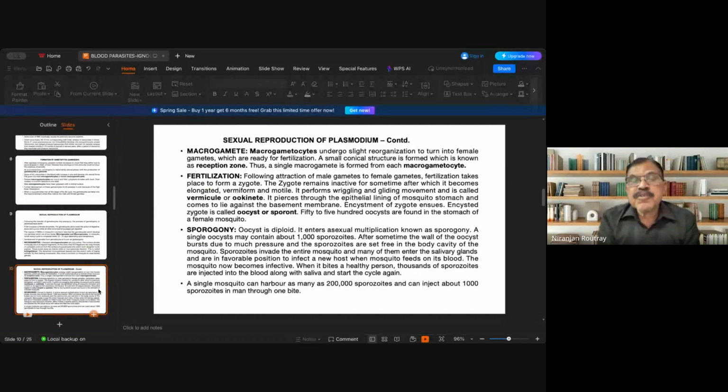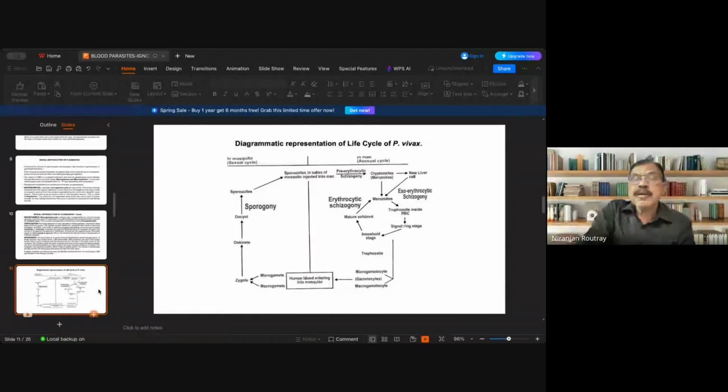At this stage, the mosquito is said to be infective. So when it bites a healthy person, thousands of sporozoites are released. A single mosquito can harbor 2 lakh sporozoites, and you can imagine a single bite can release around 1000 sporozoites in man. So this is a diagrammatic representation of both the cycle in the human being and the sexual cycle in the mosquito. It is self-explanatory.